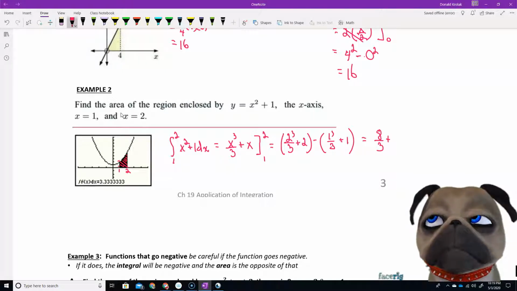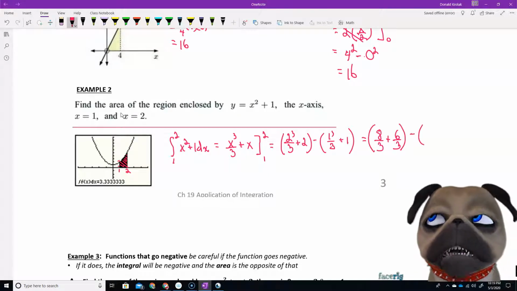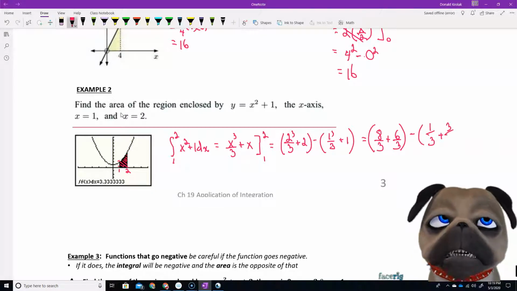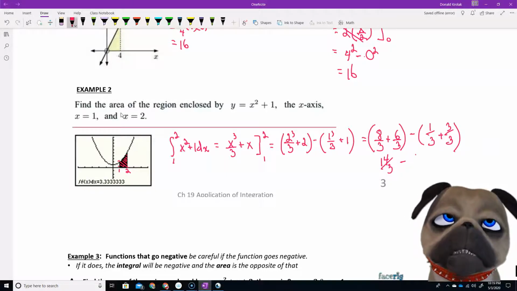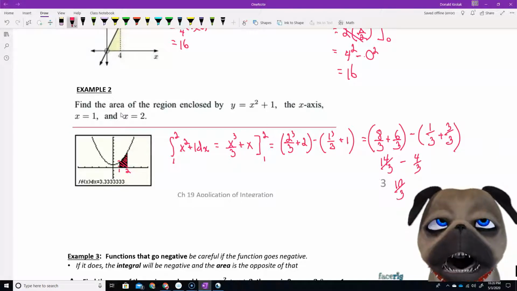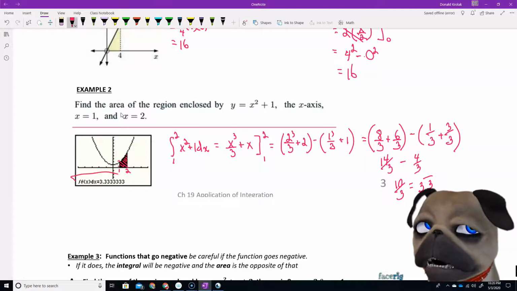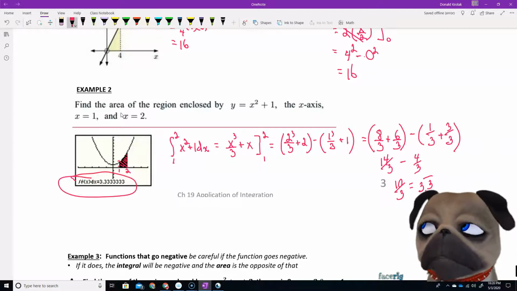Plus 2, so I'm going to make 2 into 6 thirds so that I can add those two. Minus, and then I got 1 third plus 1, and I'll turn that into 3 over 3. So I've got 14 thirds minus, let's see, this would be 4 thirds. So altogether, I end up with 10 thirds, which is 3.3 repeating. There's my integral. Okay?